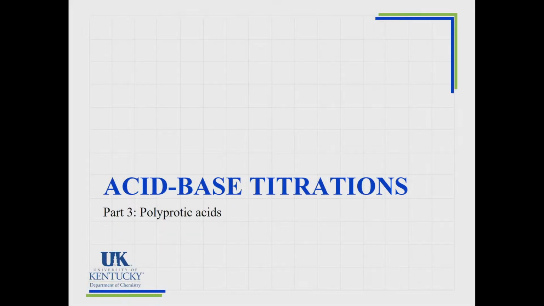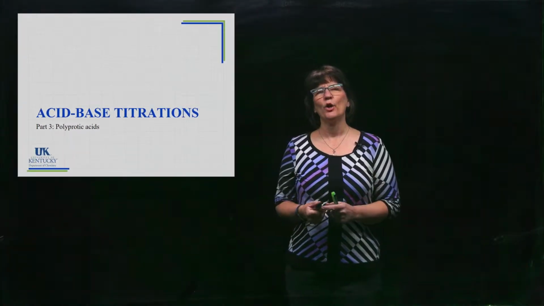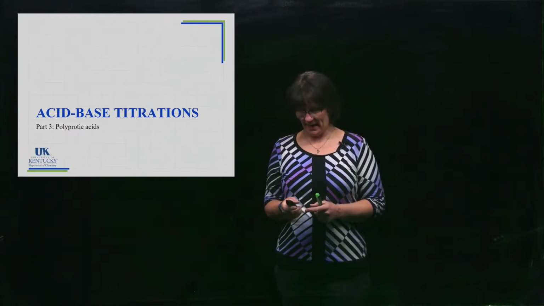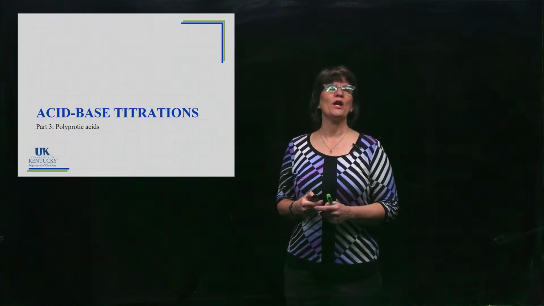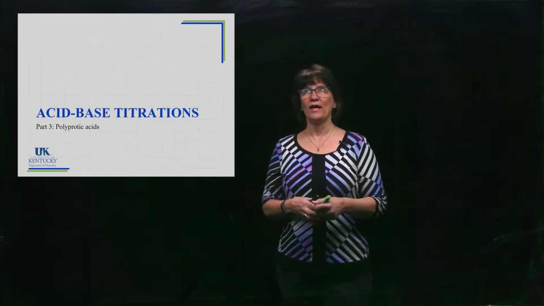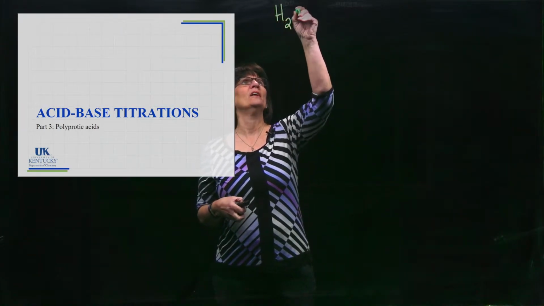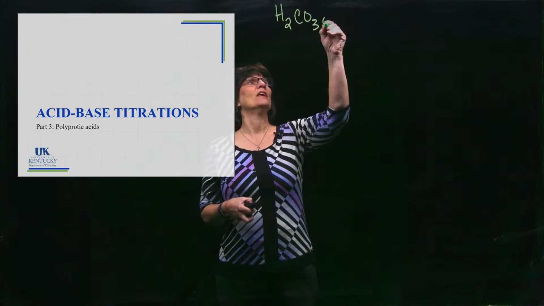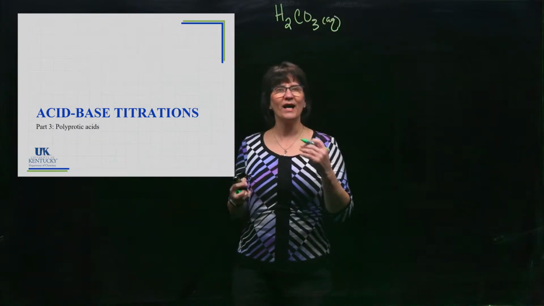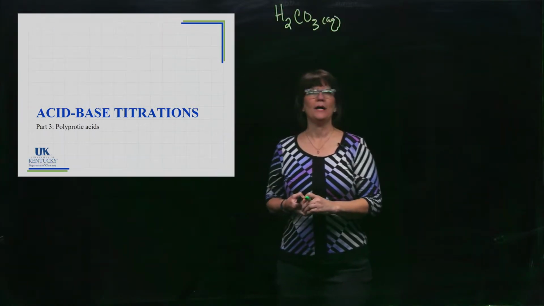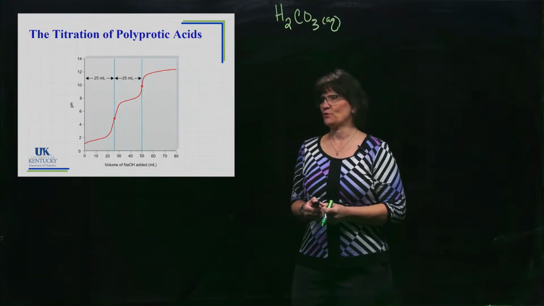So the last acid-base titration we want to look at is what's occurring when you're dealing with a polyprotic acid. Polyprotic, we know, of course, means you have more than one hydrogen. So here's an example of a polyprotic acid. That's carbonic acid. And when you put it into water, you could titrate it with a base of some sort.